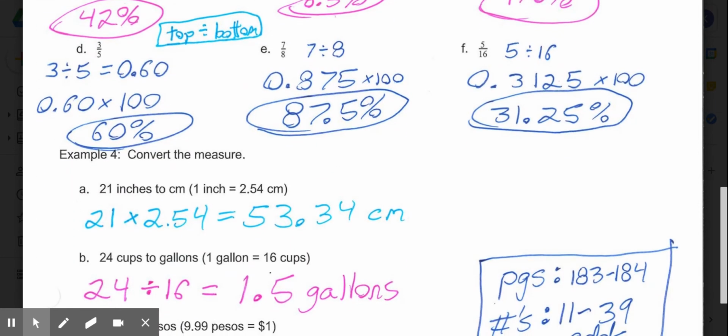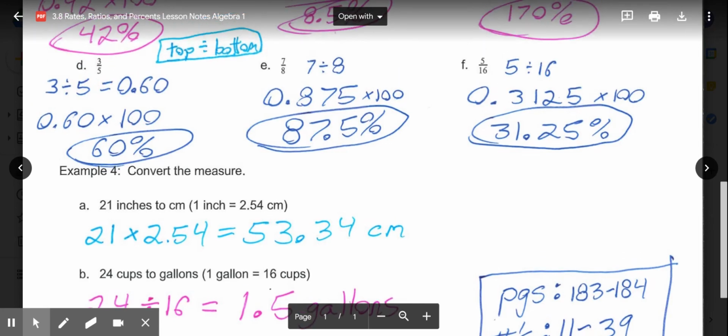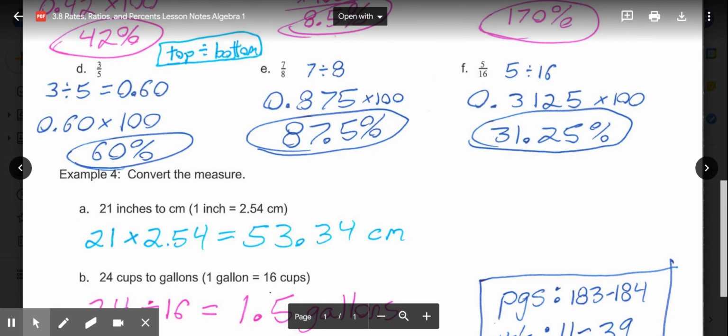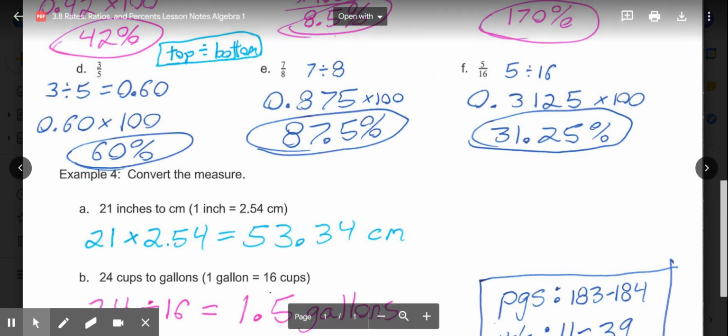Now to convert a fraction to a percent, the easiest way to do that is to first convert the fraction to a decimal and then multiply by 100. So to convert a fraction to a decimal, we do top divided by bottom. So 3 divided by 5 is 0.60. So that gave me my decimal. And to convert the decimal to a percent, I multiply by 100. So 0.60 times 100 gives me 60%.